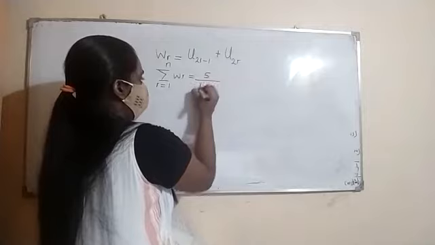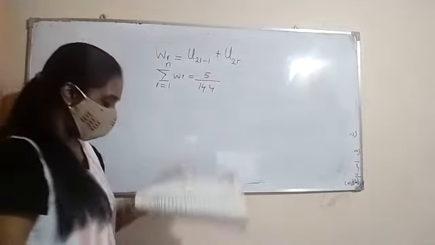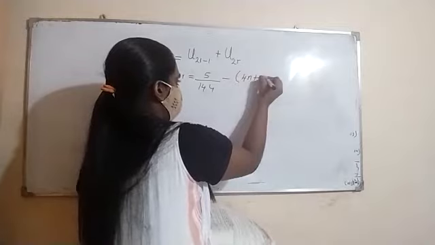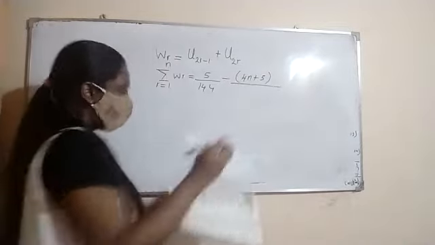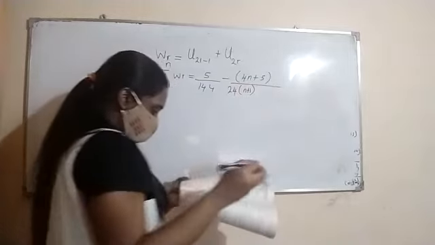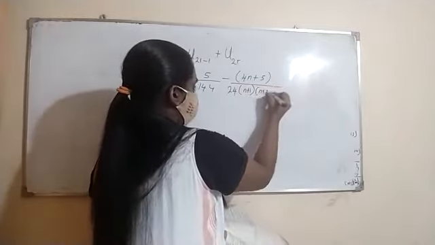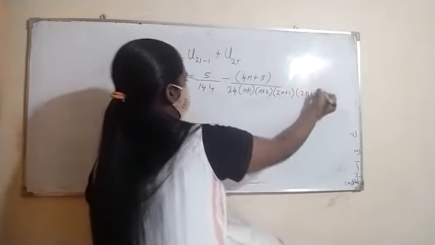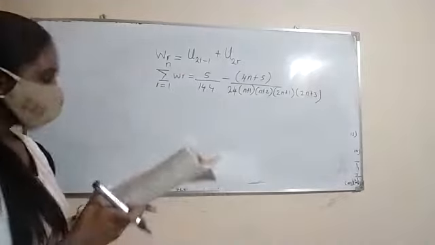5 over 144 minus (4n plus 5) over 24 into (n plus 1) into (n plus 2) into (2n plus 1) into (2n plus 3). You should show this. So how can you show?